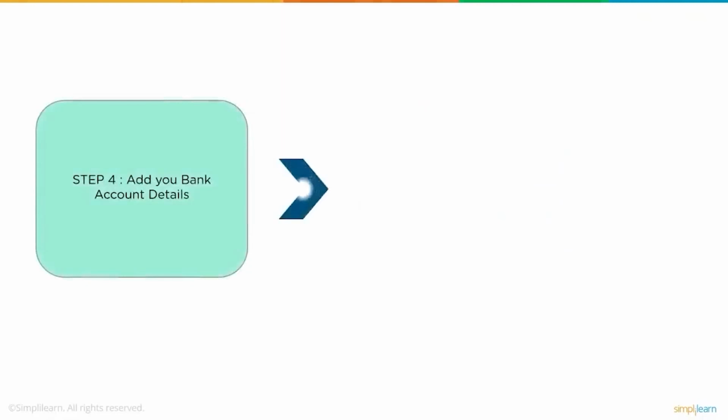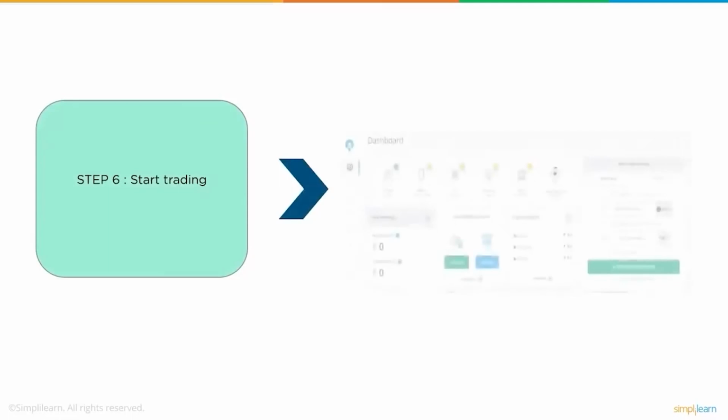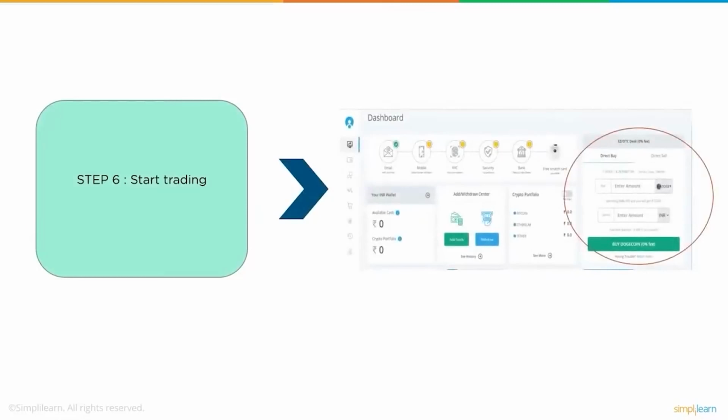Step 4. Add your bank account details. Step 5. Secure your account by creating a convenient trading PIN that is only accessible by you. And step 6. There you go. Now you can start trading. That is all about Dogecoin.